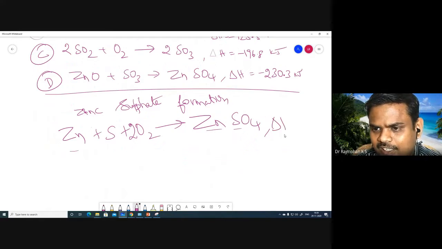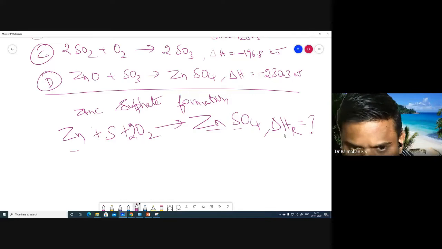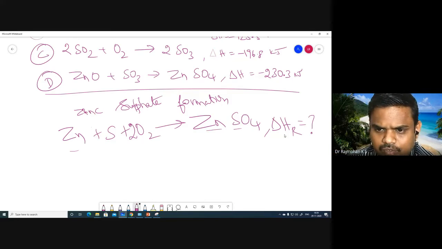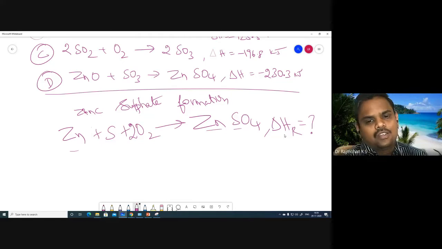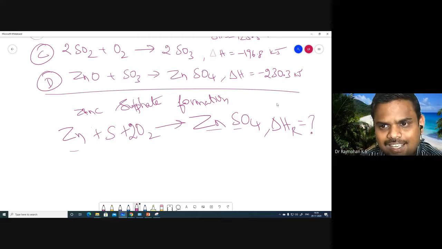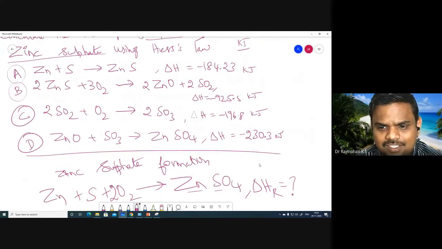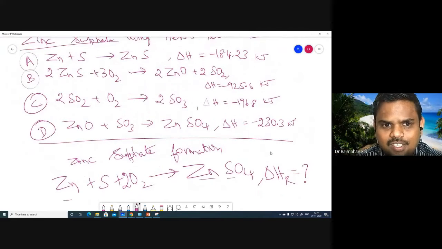So what is the delta HR for this formation? Delta HF we can say. If it is a reaction, this heat of the reaction, or formation, means delta HF we can write. So what is the heat of formation for zinc sulfate? First, just observe the given reactions. What all should be on the right hand side? We want zinc sulfide to be on the left hand side.